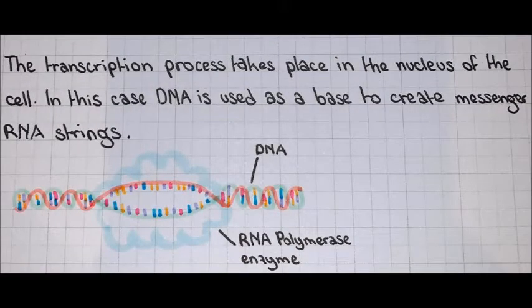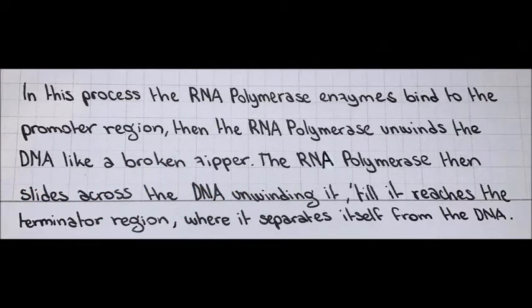The transcription process takes place in the nucleus of the cell. In this case, DNA is used as a base to create messenger RNA strings. In this process, the RNA polymerase enzymes bind to the promoter region. Then the RNA polymerase unwinds the DNA like a broken zipper. The RNA polymerase then slides across the DNA, unwinding it till it reaches the terminator region, where it separates itself from the DNA.